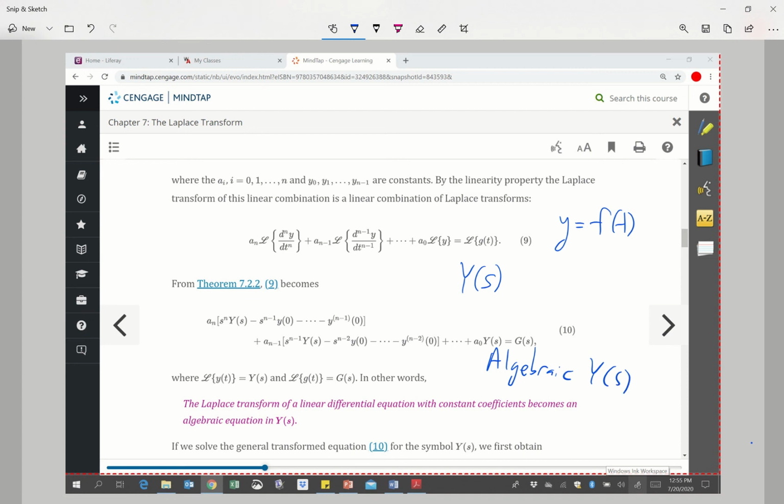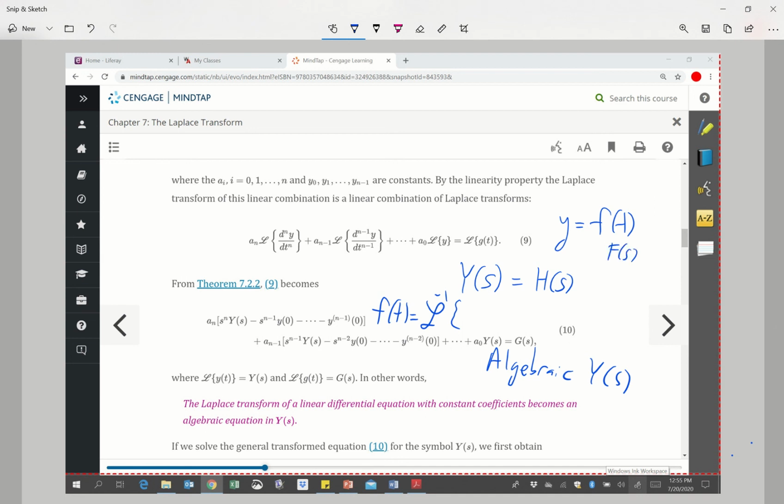The idea is if we can solve for y of s and get it to be equal to a bunch of stuff, let me just call it h of s perhaps, then we can find our solution f of t. Remember, f of t is the inverse Laplace transform of, and I'm not sure why I'm writing it as y, I guess we could call it y of s, that's what the book does.